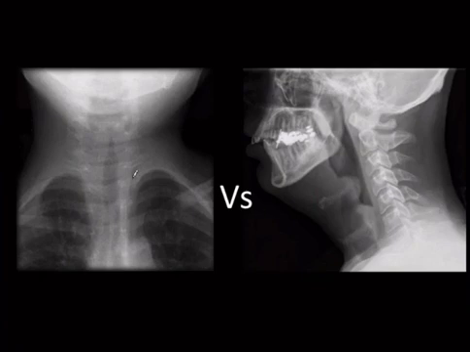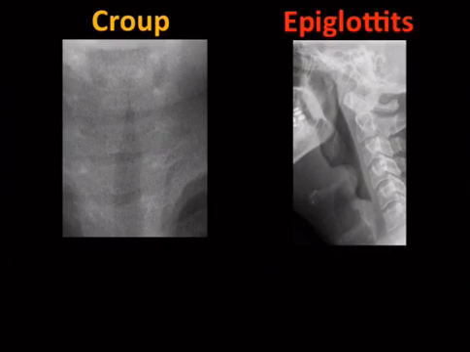So just running through that. There's only two things here. There's probably four here. This one, that one, big soft tissues, tonsils, exudative stuff in the trachea, or foreign body. So that's croup, steeple sign, and epiglottitis.